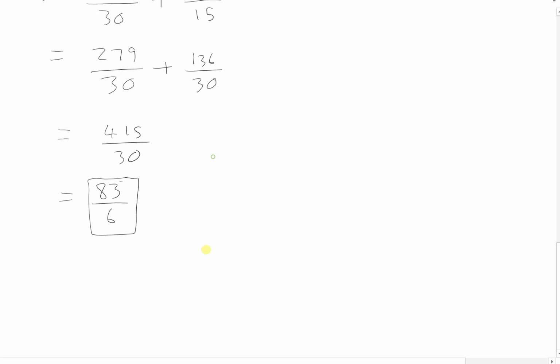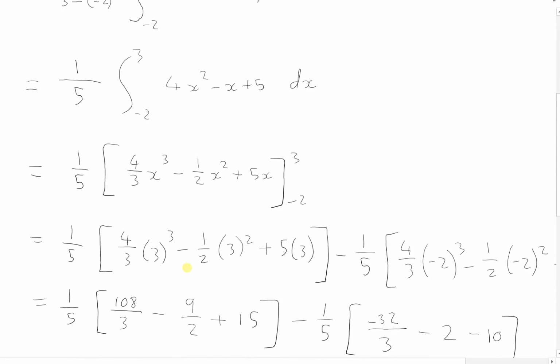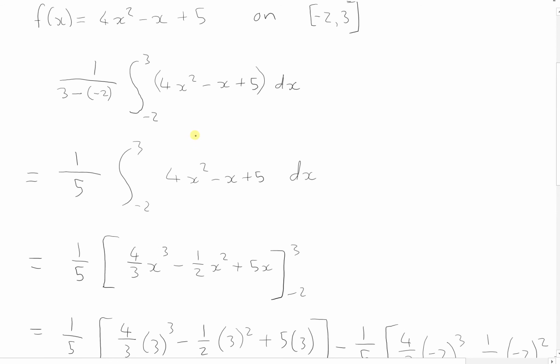So you do the same thing as you would always do. It's just normal integration. The only difference is you have this 1 over b minus a on the front, and basically it's how you want to deal with it. Okay.